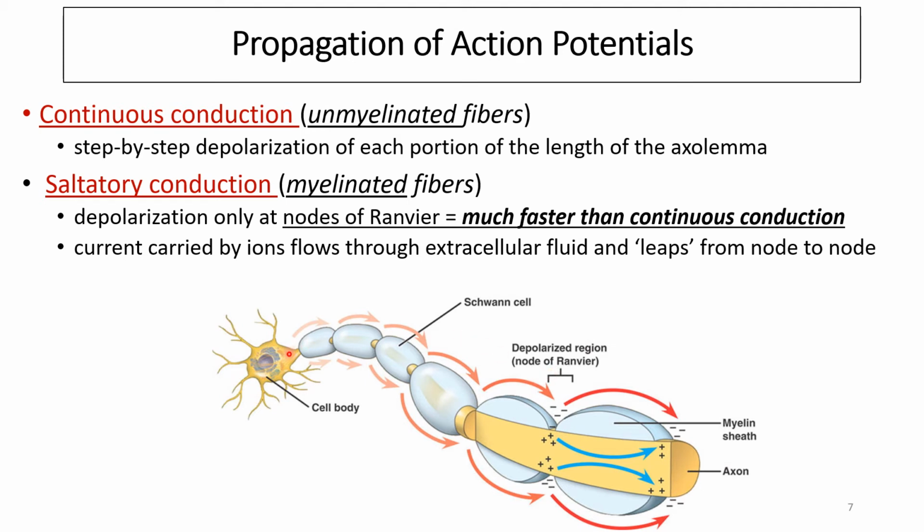So once the action potential is created at the axon hillock, it leaps from node of Ranvier to node of Ranvier in a frog-like manner, and this is very, very quick. So the depolarization of the membrane occurs only at the nodes of Ranvier as opposed to every step of the way all the way down the axon, as you would see in continuous conduction. This is what makes myelinated axons conduct the electrical signal much faster than unmyelinated.